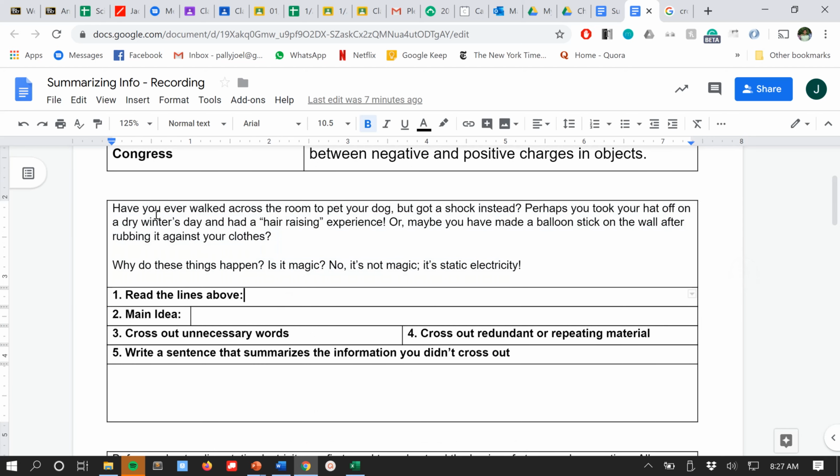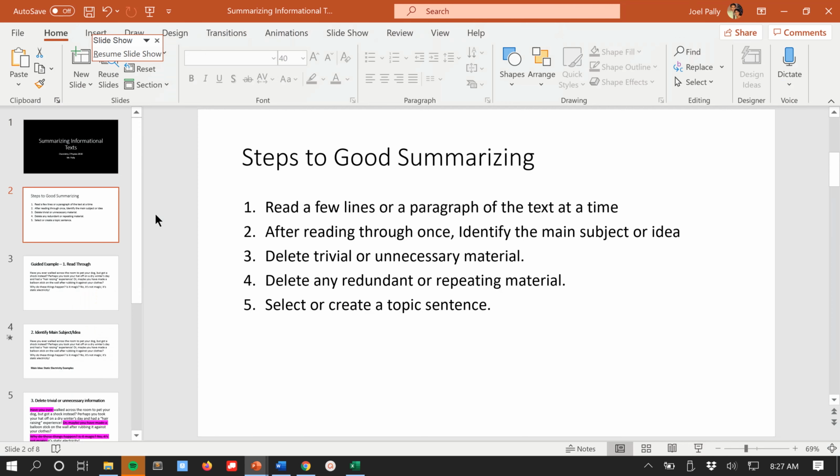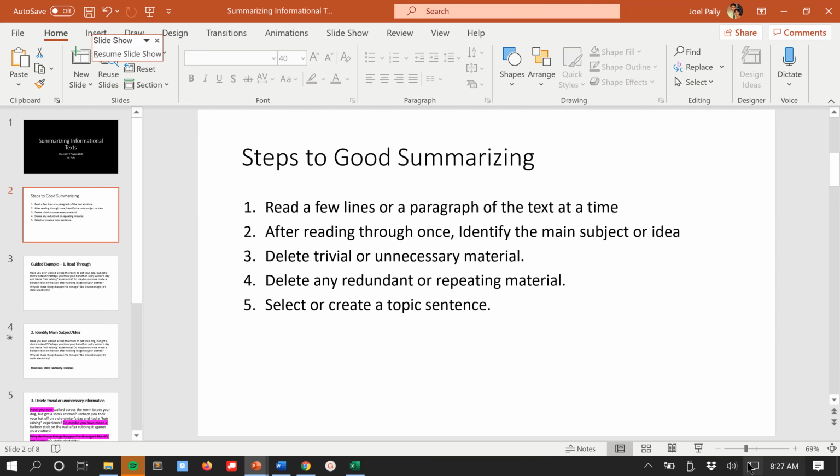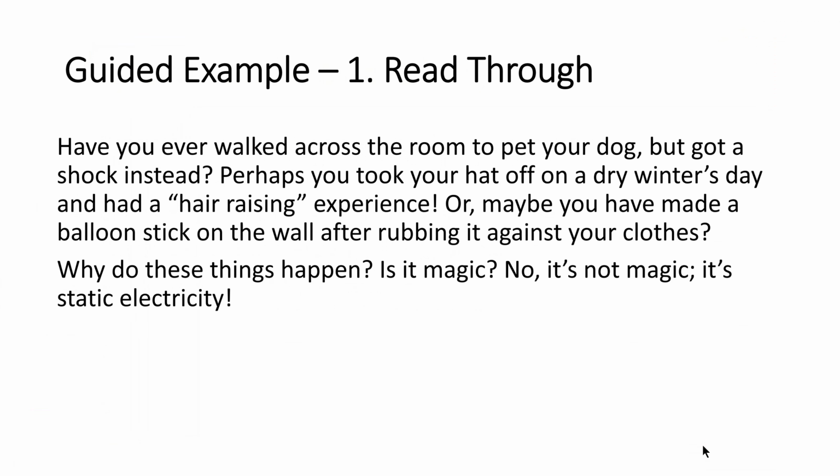So the first thing is to read through it. You can follow along on your worksheet or read along with me on this slide. I'll read it out loud.